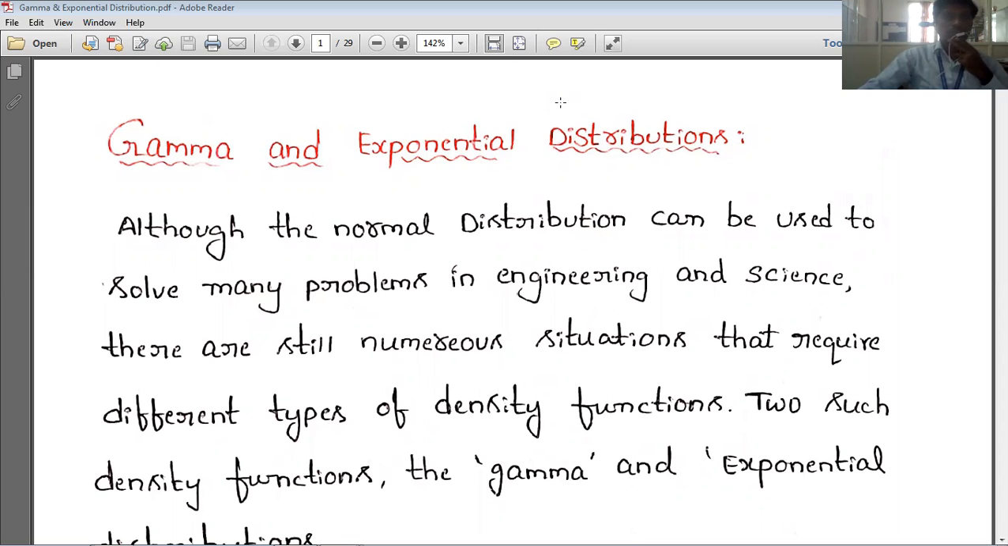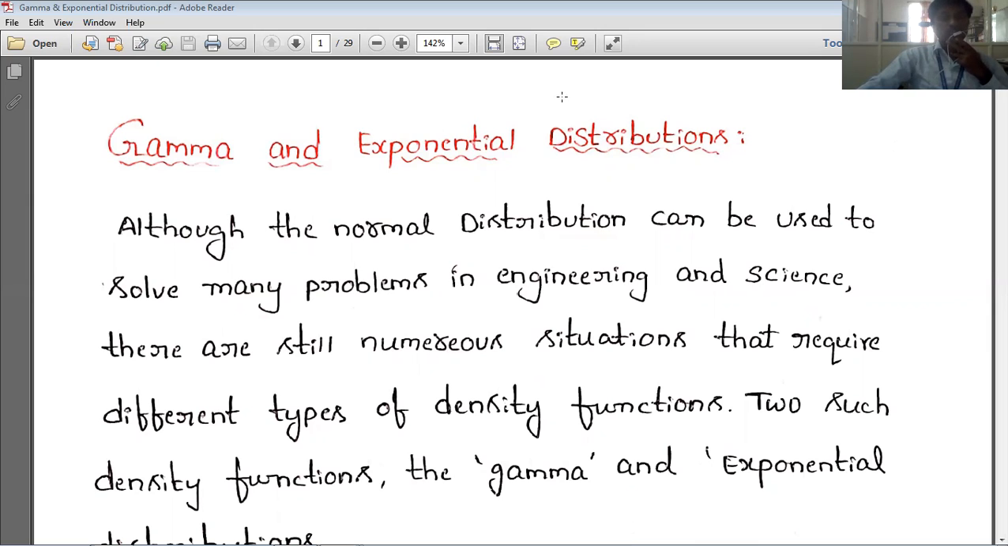One more thing we saw is that the normal distribution is symmetrical about the mean, and the mean is equal to the mode, which is equal to the median, which is equal to mu. The mean deviation about the mean is approximately 4 by 5 times the standard deviation. We saw all those things, and we saw problems on normal distributions. Here we are going to discuss gamma and exponential distributions.